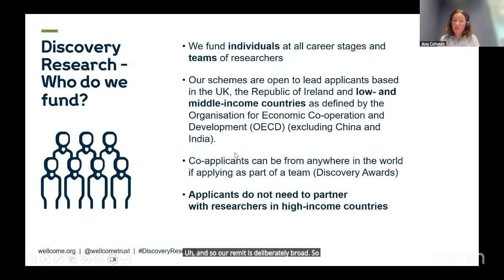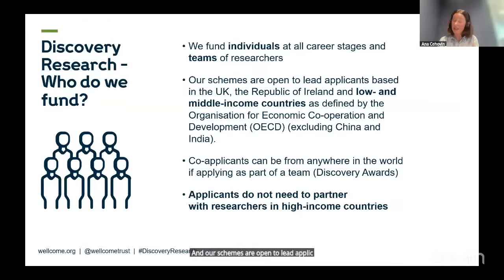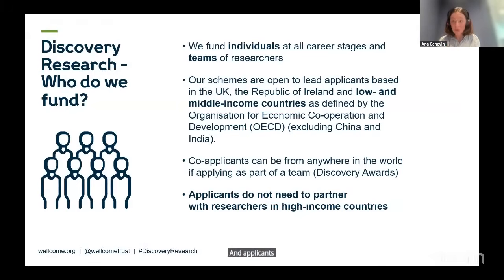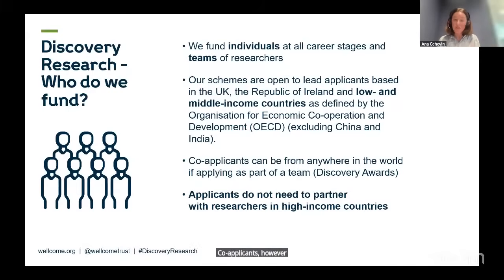So who do we fund? We fund individuals at all career stages, as I just said, but also teams of researchers. Our schemes are open to lead applicants from the UK, Republic of Ireland, and also from low and middle income countries. Applicants from low and middle income countries do not need to partner with researchers in high income countries to be eligible to apply. That's very important, as it's a question we usually receive. Co-applicants, however, on the application forms can be from anywhere.